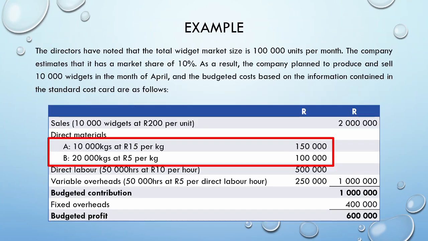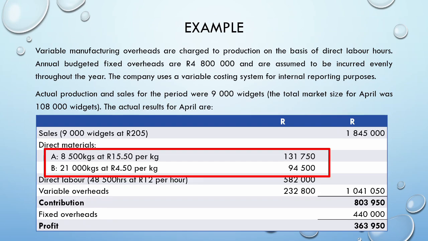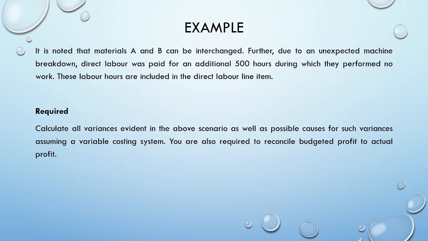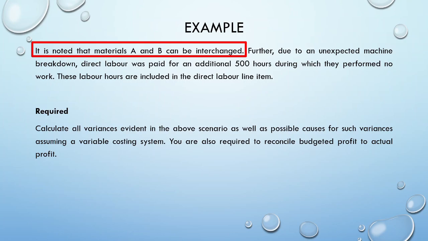Again, if we focus on the direct materials, we see we have budgeted 10,000 kgs of material A at 15 Rand per kilogram and 20,000 kgs of material B at 5 Rand per kilogram. We then see that we actually used 8,500 kgs of material A at 15 Rand 50 per kilogram and 21,000 kgs of material B at 4 Rand 50 per kilogram. Importantly, on this slide, we see that materials A and B can be interchanged.